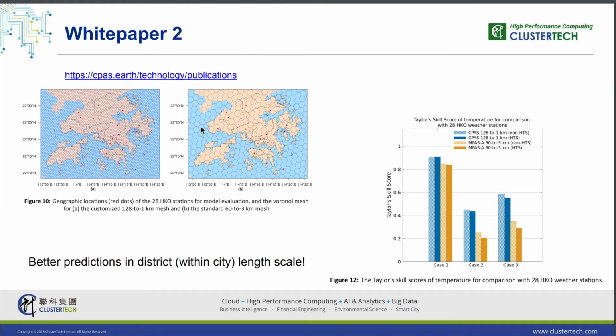Over Hong Kong territory, there are district weather stations, 30-some in number, shown as red dots on this map. Over the Hong Kong territory, the customized mesh has 1 km resolution, shown in this figure. For the standard mesh, the resolution is only 3 km, shown in this figure. If we check the Taylor scale scores of the temperature predictions over these district-level weather stations, we find that the high-resolution customized mesh has higher forecast skill.